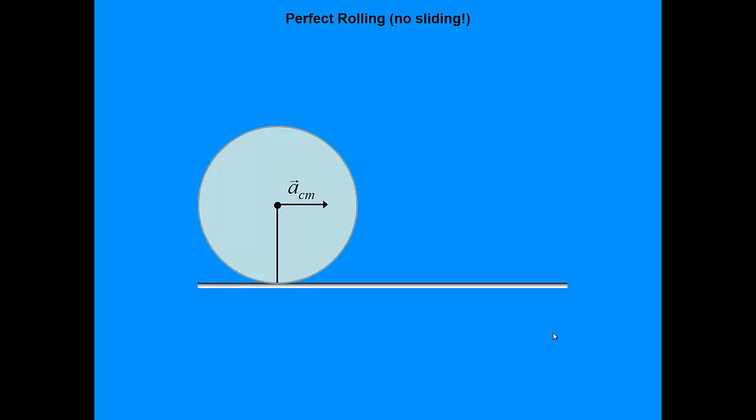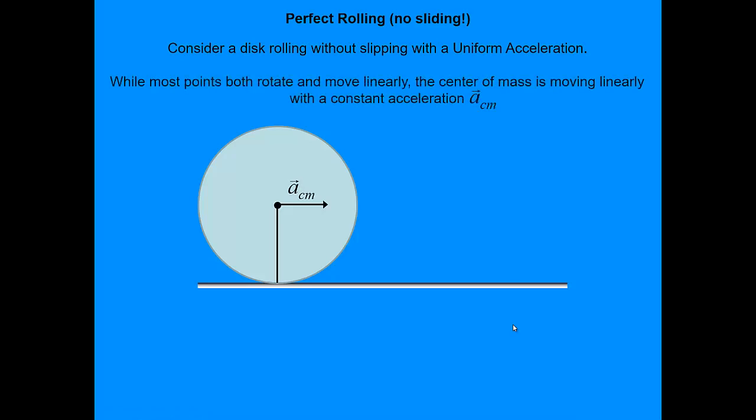Hello everyone. So let's talk a bit about perfect rolling. And remember, perfect rolling means that there's no sliding going on at the contact point. So let's say that this object here is a disk and it's rolling without slipping with a uniform acceleration, right? Which would look something like this.